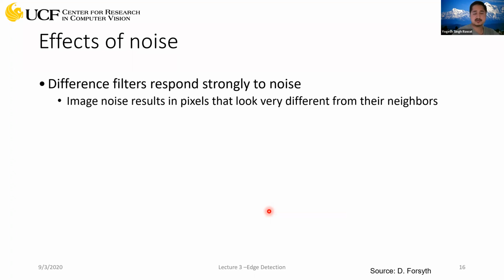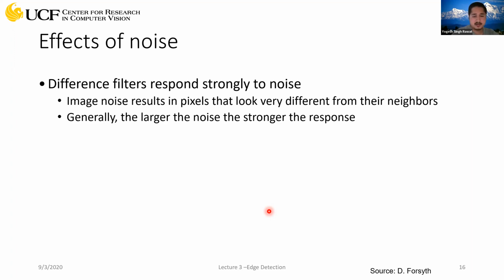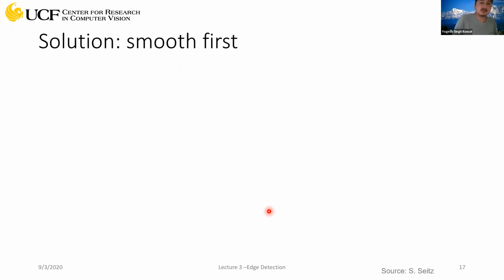Now, different filters respond strongly to noise. If we were going to use a median filter, that would have been very effective, but it's a nonlinear filter and it's not efficient. That's why we can't use it. Now the question is, what can we do about it? One easy solution is we can try smoothing the image first.